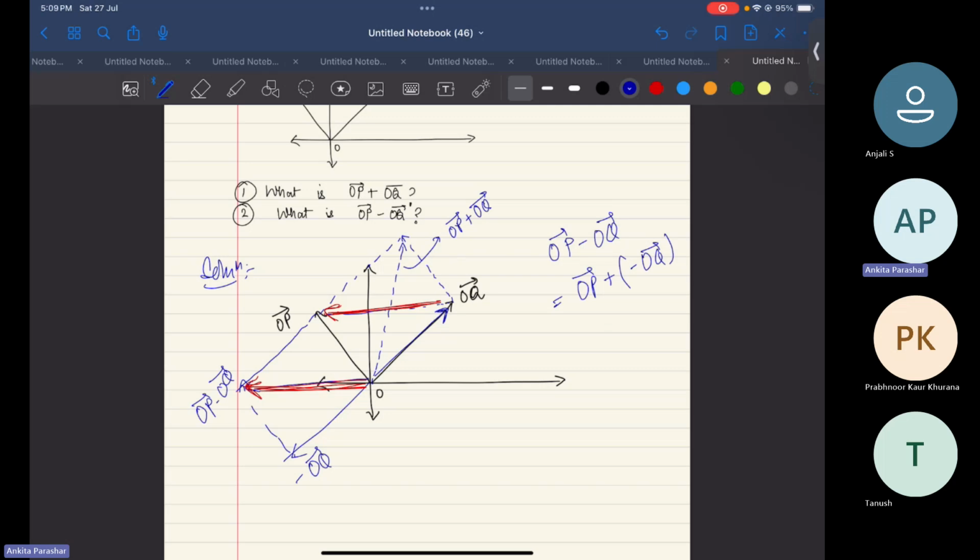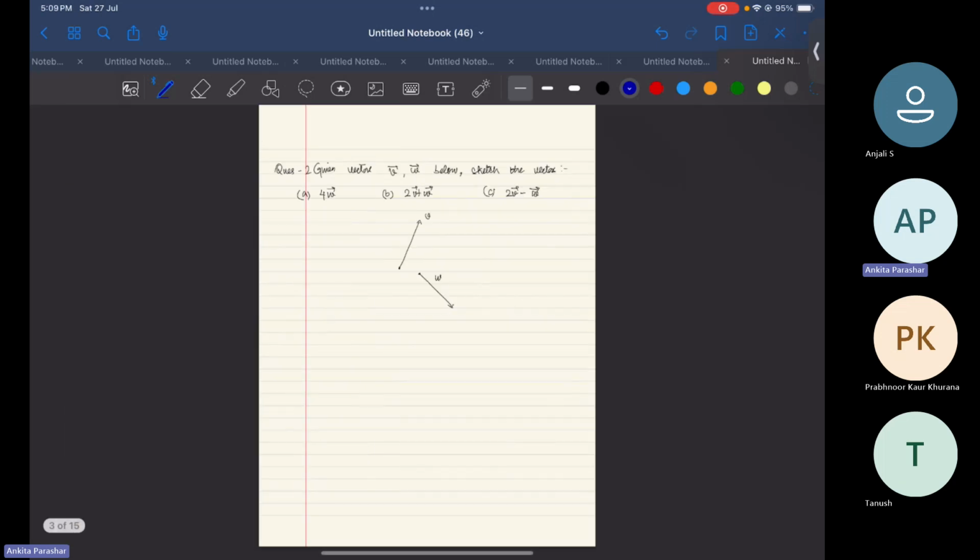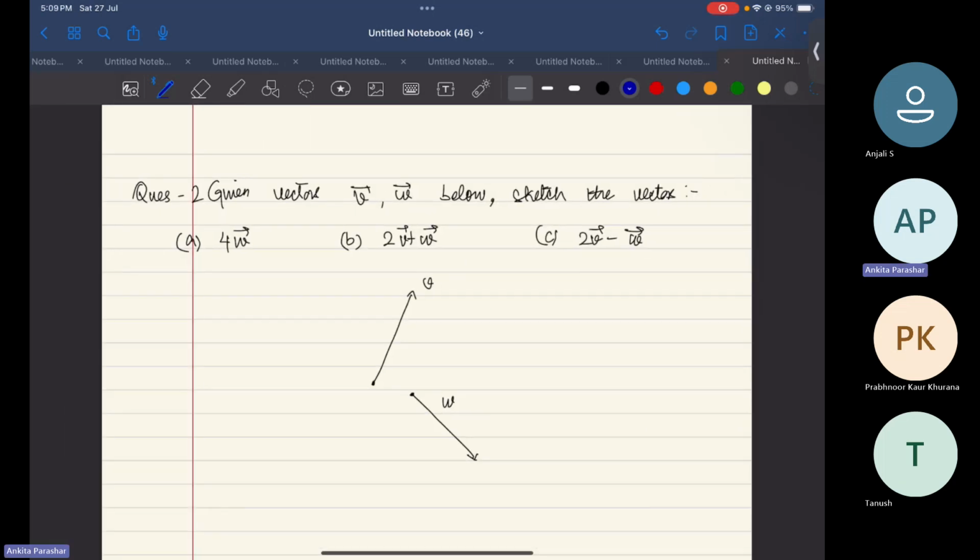Is this okay? Like how to see the sum and difference of two vectors on the Cartesian plane? Yes. Okay, this is okay, right? I assume it's okay. Let's continue. So suppose we have two vectors given, v and w, and we want to sketch these vectors. Okay, so v is given in a certain direction here.